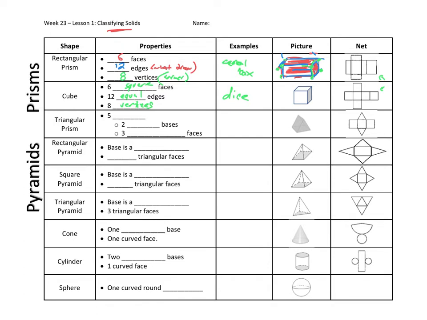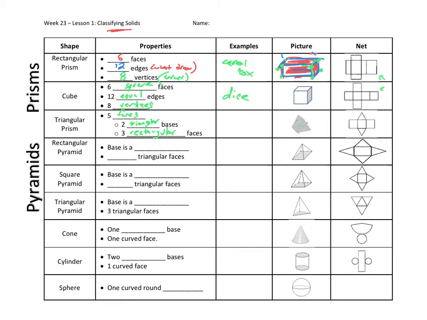Okay, next we have a triangular prism. Now looking over here at our picture, a triangular prism has 1, 2, 3, 4, 5 faces, but we also say that it has bases to it. Okay, so it has 5 faces, 2 triangular bases, and then 3 rectangular faces, as you can see by the net over to the side. So the net takes the 3D and makes it 2D.